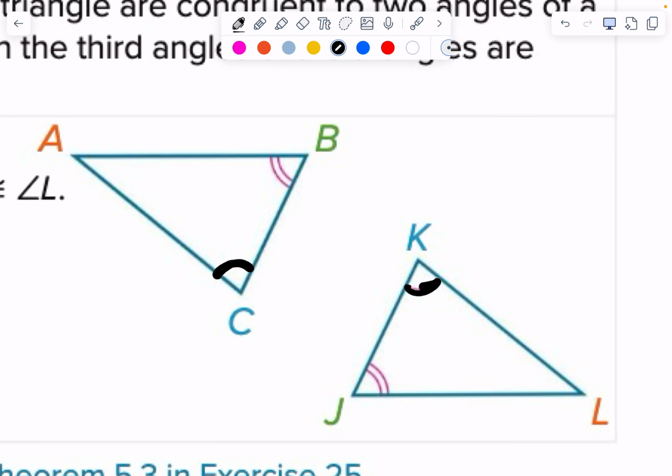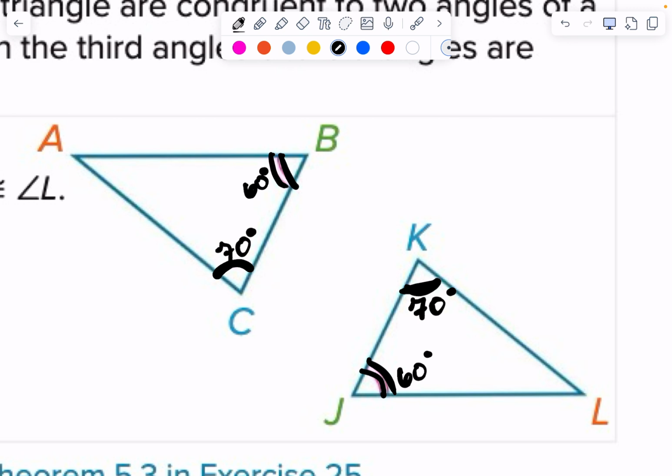If angle C matches angle K, they're the same measure. How big does that look? 70 degrees, 70 degrees, 70 degrees, right? And angle B matches angle J. How do I know? Because there's two loopties. B looks like, I don't know, 60 degrees.